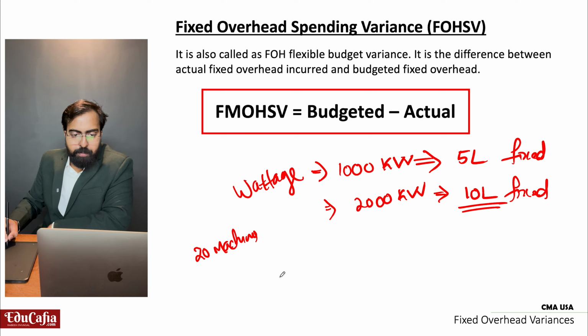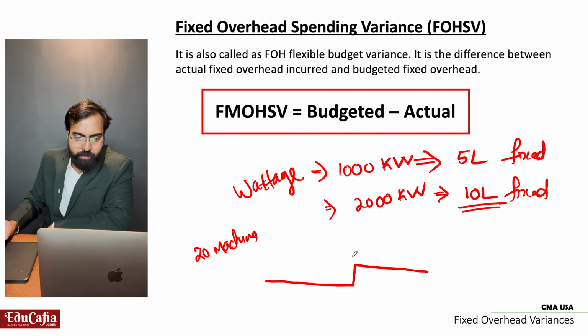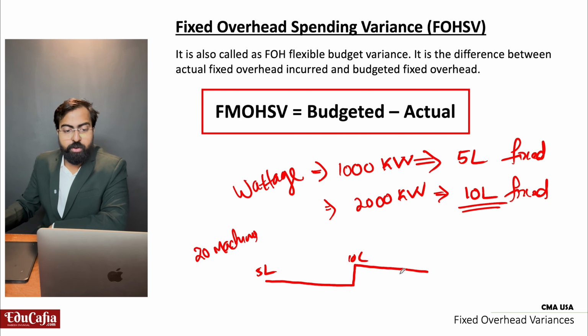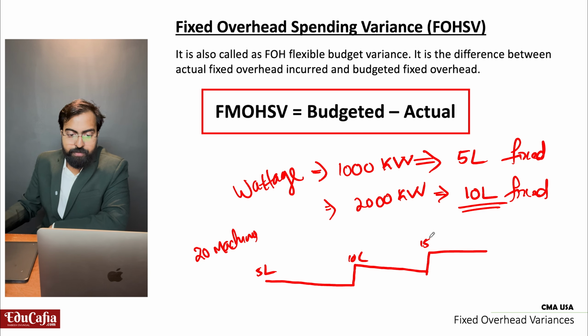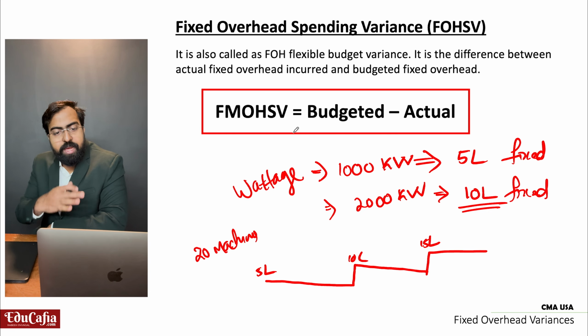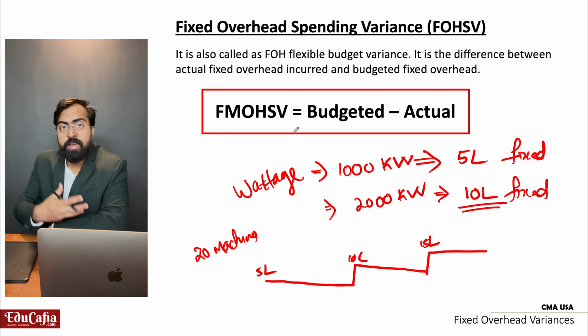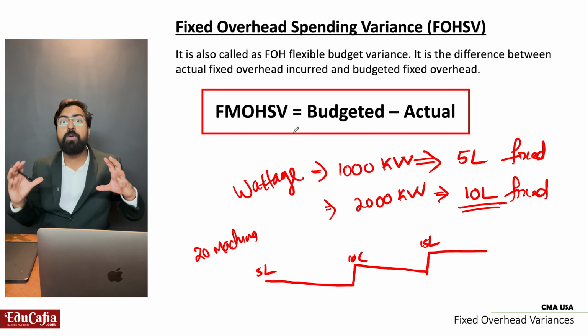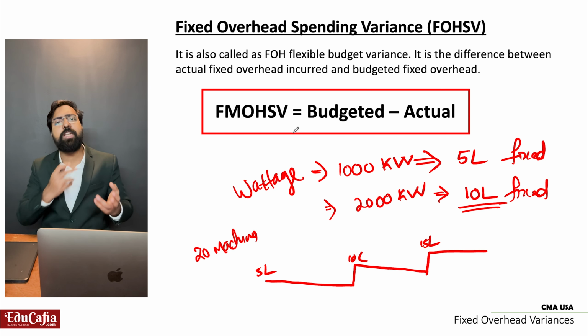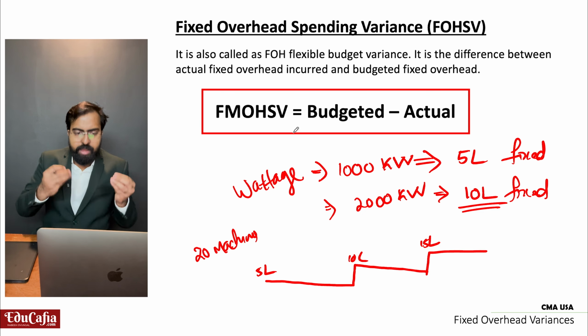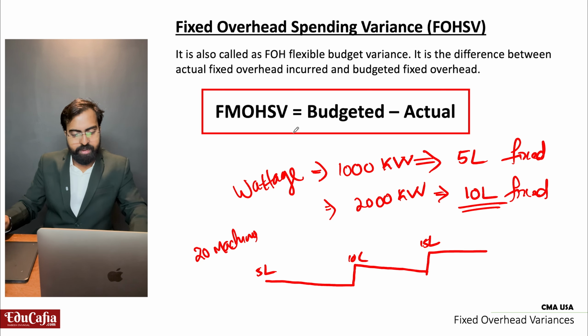For up to 1000 kV, my fixed charge is 5 lakhs. When it becomes 2000 kV, my fixed charge increases to 10 lakh. If I want to increase further, then I will go to the next level, which may be 15 lakh. So here the fixed cost is increasing not because the number of units is increasing. It is because the machinery is increasing. This is the case of electricity.